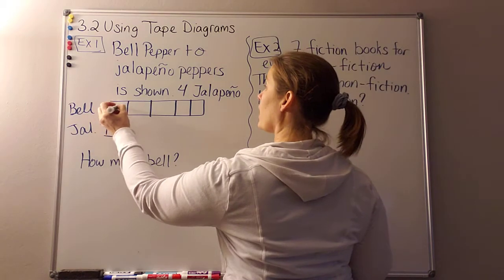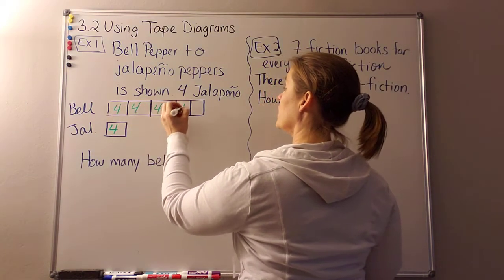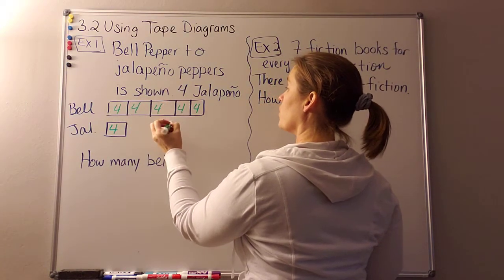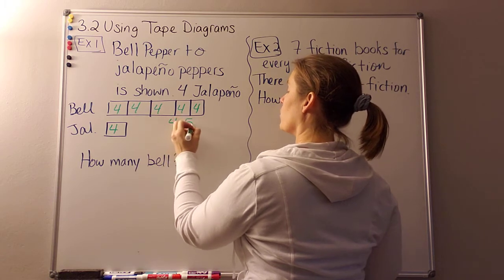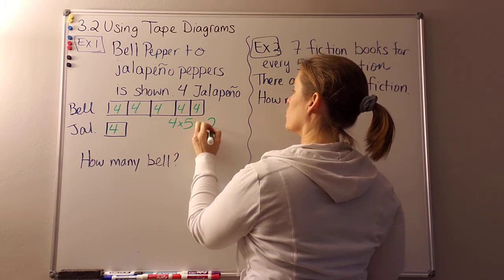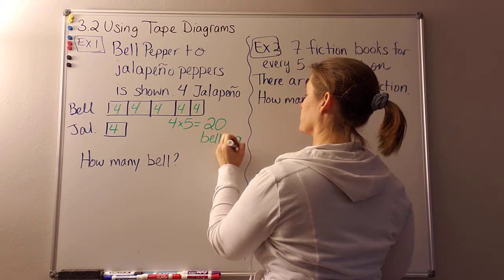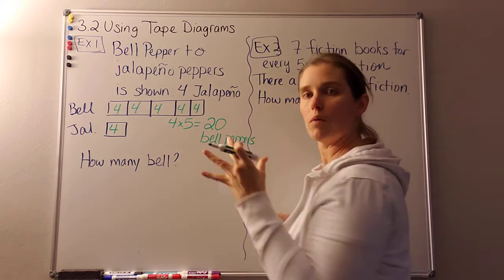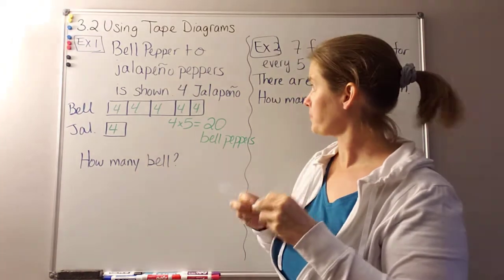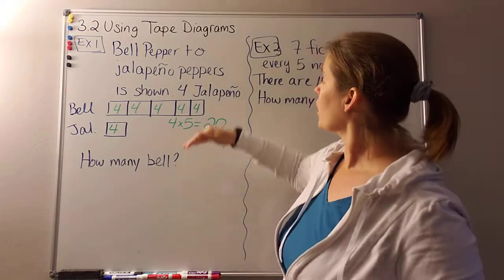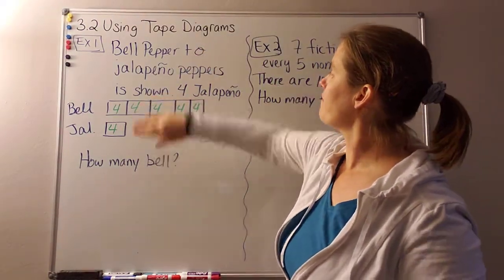Well, that means each box up here also has to have 4 in it. So if we've got 4 and we've got 5 boxes, 4 times 5 is 20. We have 20 bell peppers. So that's one way we can use the tape diagram. And our initial ratio would have been 5 to 1.